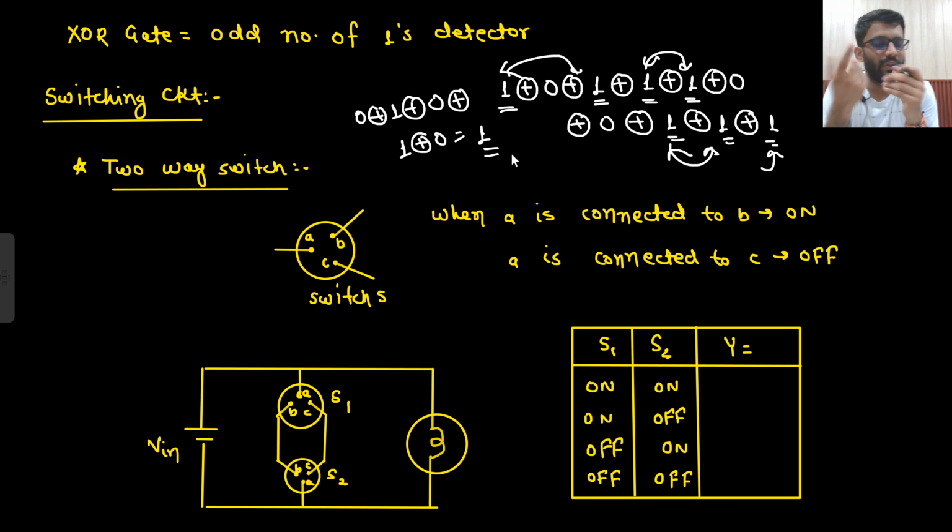So from here you got to know that there is an odd number of ones. So it is an odd number of ones detector. Because in the examination you will be forgetting it. If after 5 days I come to you and ask you what is XOR gate?